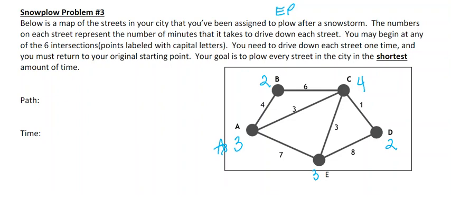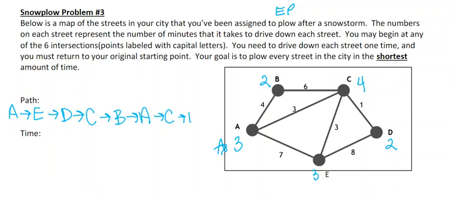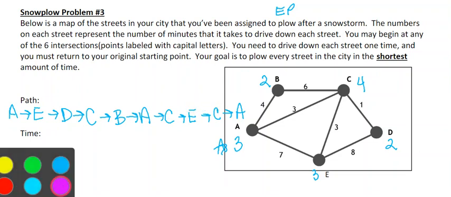So here we go. I'll show you what my path was. I went from A to E to D to C to B to A to C to E to C to A. Before I go on, let me make sure I do that right. A to E to D to C to B to A to C to E to C to A. Yeah, now watch. I'm going to follow along with my pen and do that.